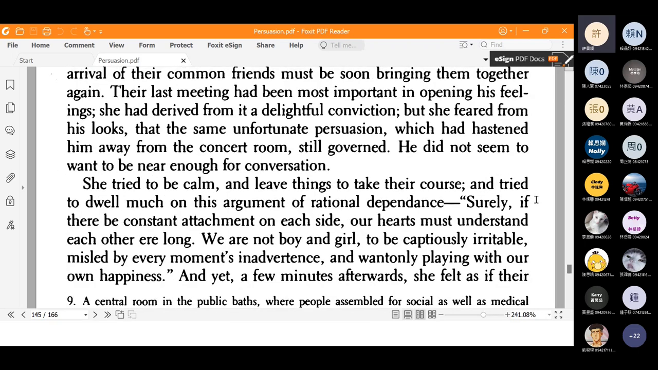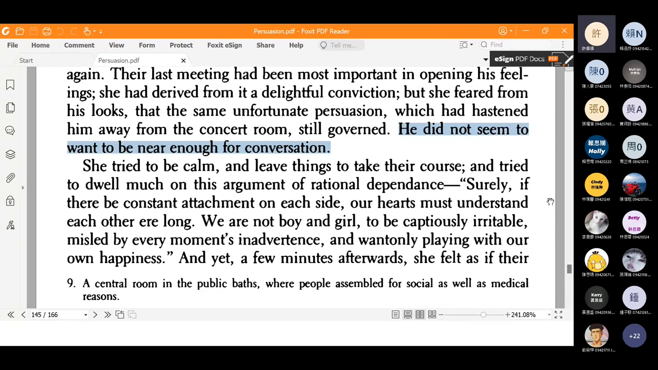So now that she's in the same room as Captain Wentworth, she was hoping maybe they could talk, but he did not seem to want to be near enough for conversation. Remember, at this point, Wentworth still thinks that Anne loves Mr. Elliot. So the man that she loves is in the room, but is ignoring her.